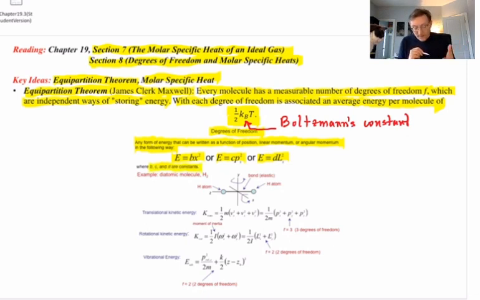Or E equals a constant times y squared, or a constant times py squared, or a constant times ly squared, or the z's. The point is that the energy is proportional to either a position coordinate, a linear momentum component, or an angular momentum component squared. That's the key commonality here. The energy is proportional to one of those quantities squared. And every term in the energy that goes like one of those terms squared represents a degree of freedom.